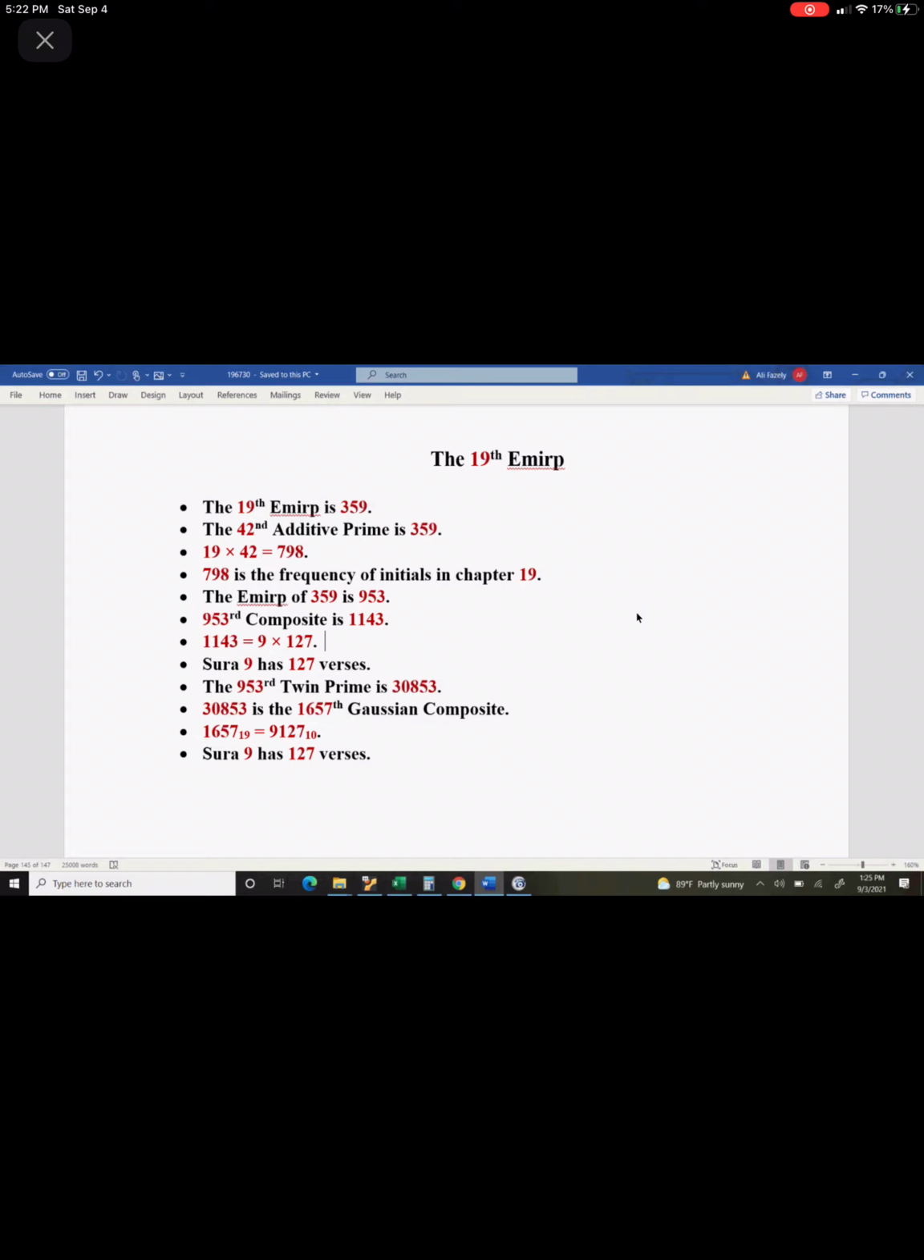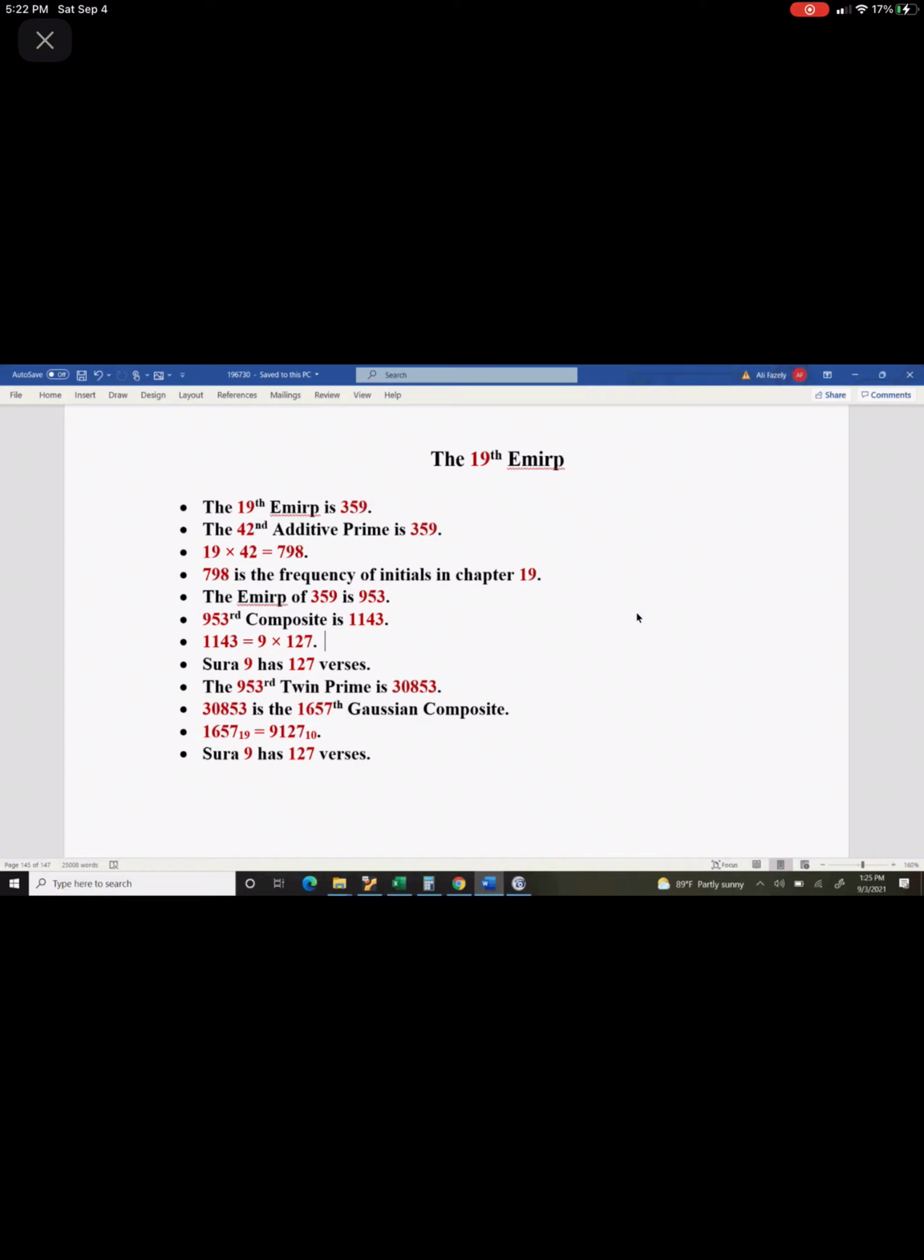But 359 is also the 19th Emirp, because God says in the Quran that over it is 19. Over this ayah, over this sign, is 19.